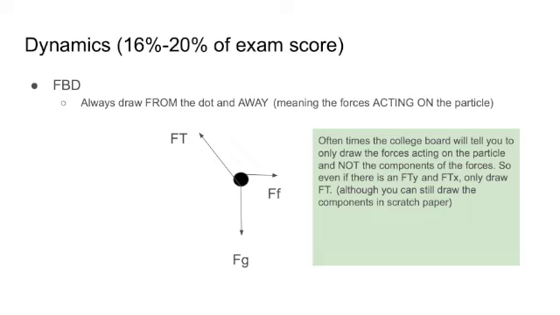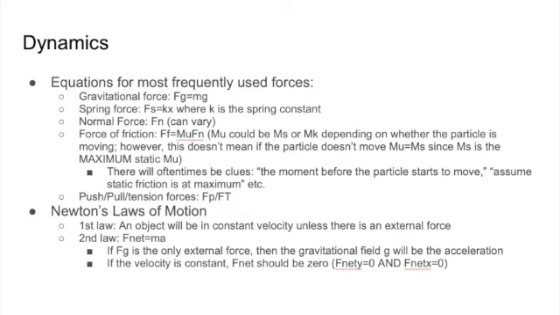You have to learn how to draw an FBD. So you always go from the dot and away, meaning the force is acting on the particle. The commonly used equations can be found on the equation sheet, so we're just going to go over Newton's laws in this video. The first law is an object will be in constant velocity unless there's an external force. The second law is just F net equals ma.